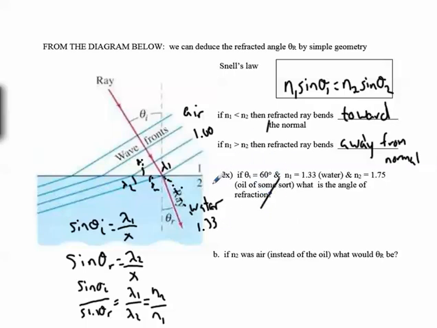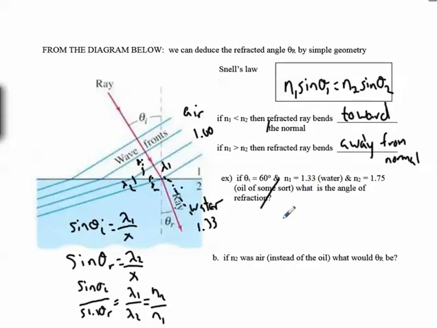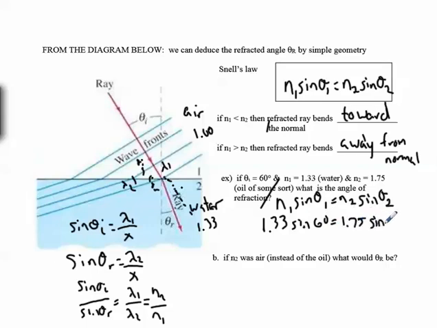In our first example, we're going to look at this general diagram, even though it's messy, where we have an incident angle of 60 degrees. We're starting in water and entering oil, in other words a higher index of refraction. We want to know the angle of refraction. So we can use Snell's law: N1 sine theta 1 equals N2 sine theta 2. N1 is the initial 1.33. Sine of 60 equals 1.75 times the sine of the refracted angle.